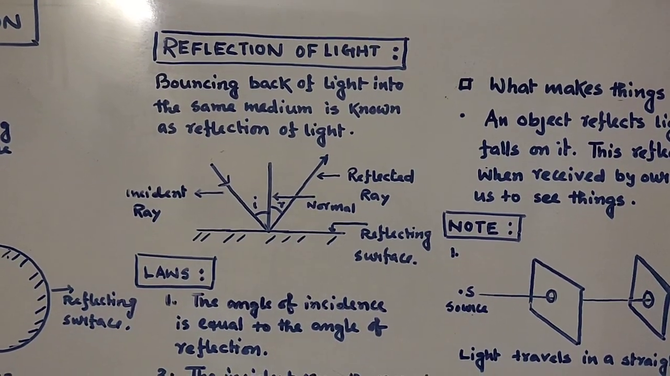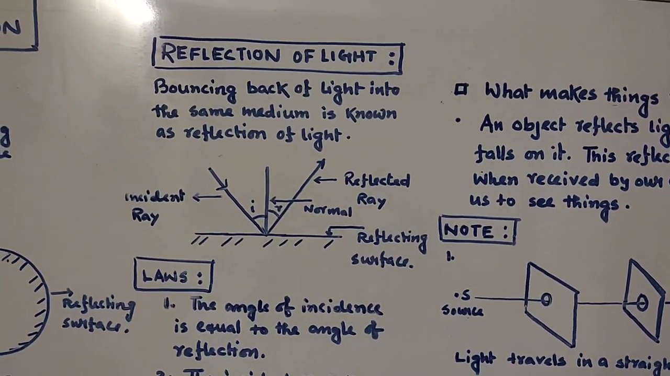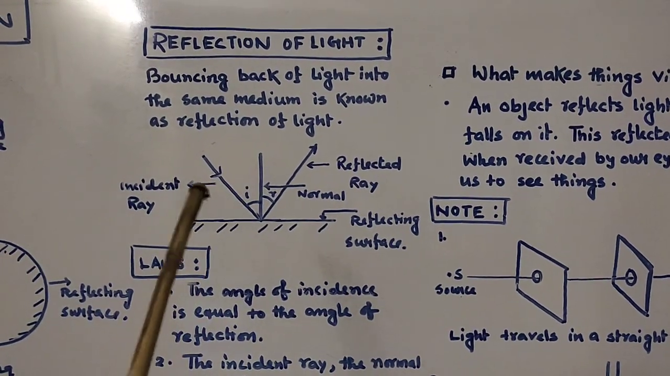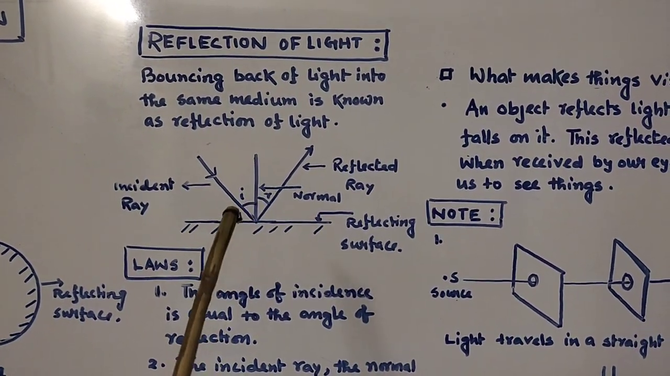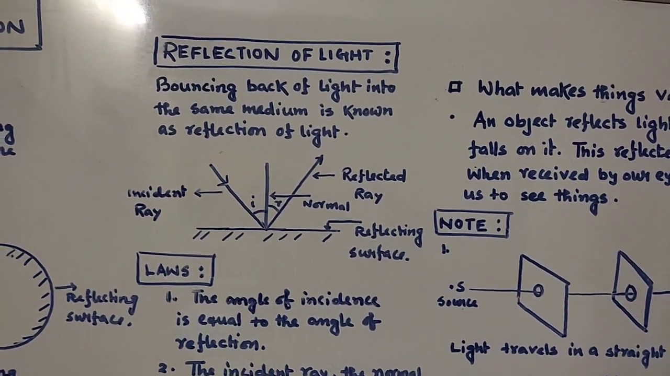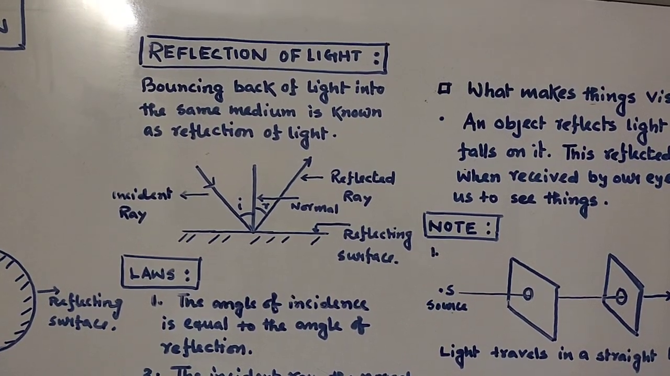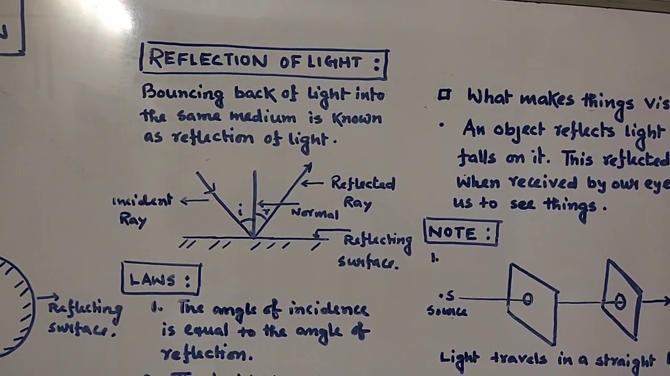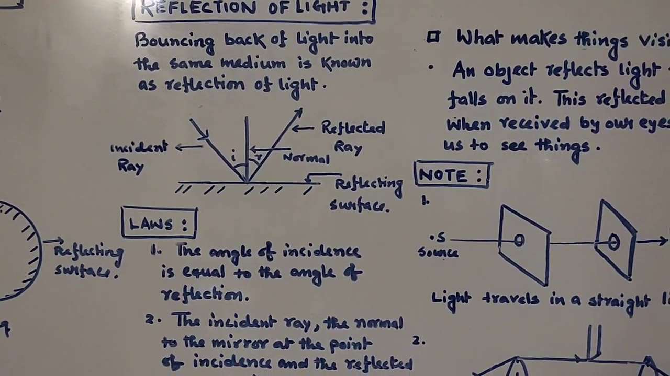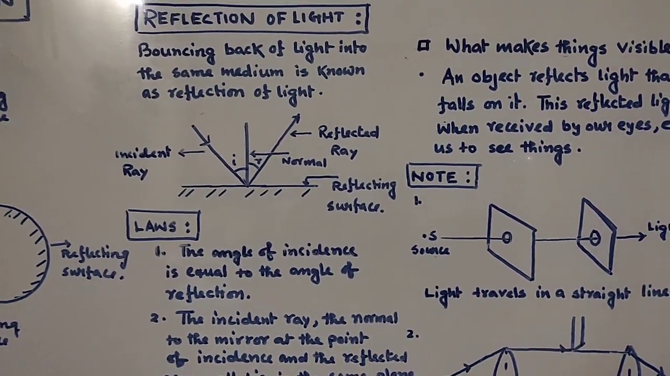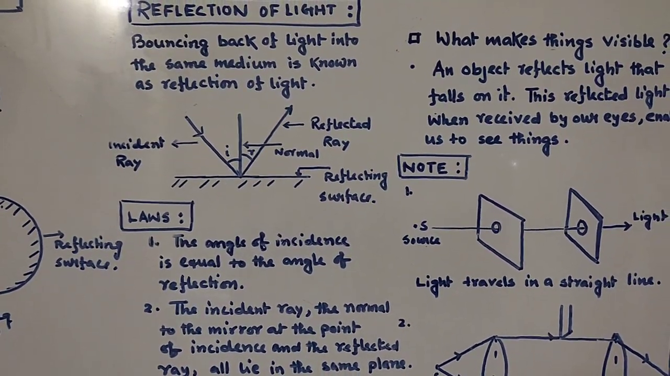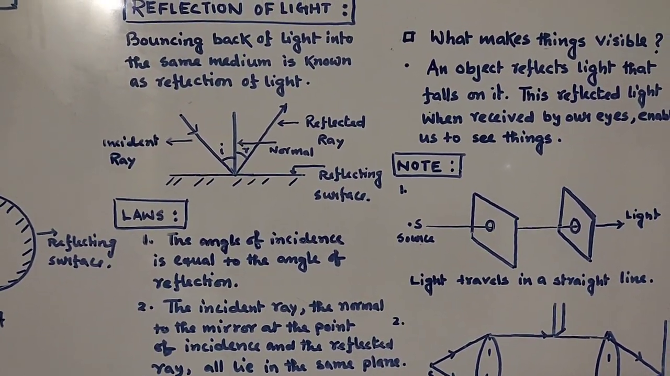Laws of reflection, I think most of you know. The angle made by the incident ray with the normal is known as the angle of incidence, and the angle made by the reflected ray with the normal is known as the angle of reflection. First law: the angle of incidence is equal to the angle of reflection. Second law: the incident ray, the normal to the mirror at the point of incidence, and the reflected ray all lie in the same plane.